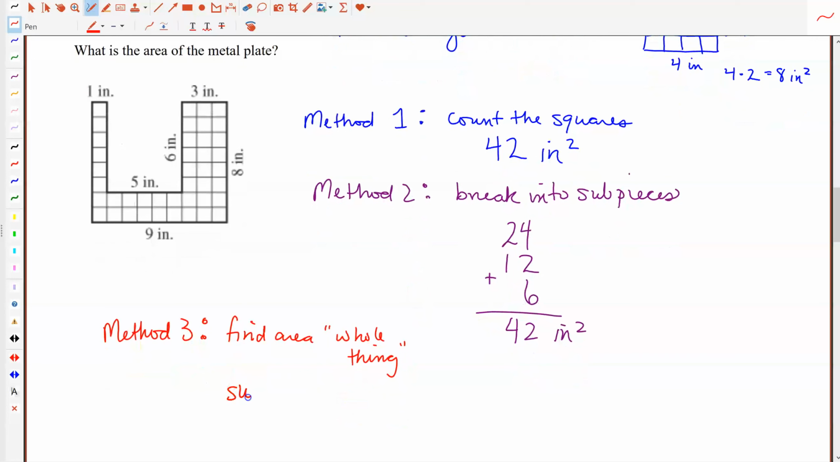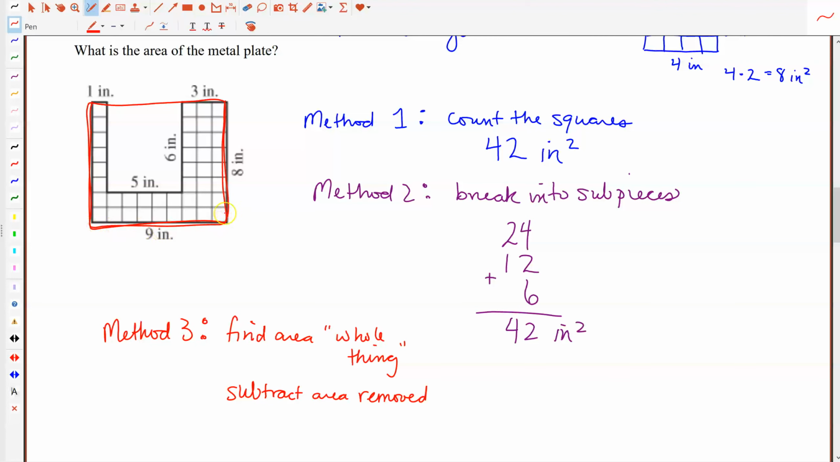And then subtract the area removed. Okay, so it just involves looking at the figure slightly differently. So what I mean by the whole thing is this whole thing. Imagine if we hadn't removed that U bend in the middle. What would the area of this whole thing be?